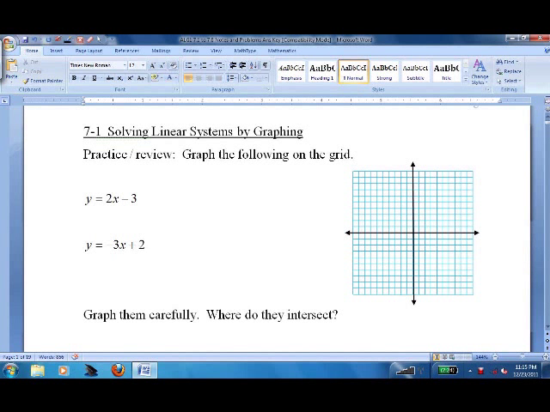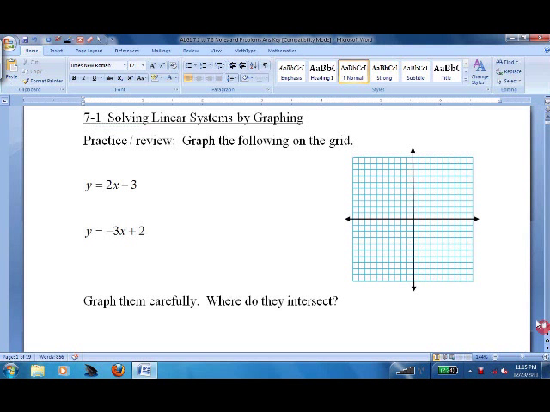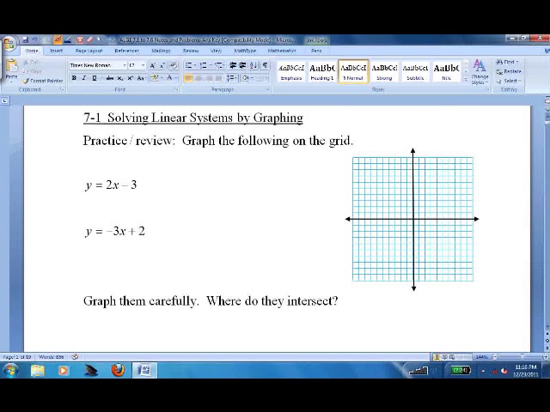We start with lesson 7-1, solving linear systems by graphing. Turns out in a lot of business applications and science applications, we have two sets of data. We want to know where they intersect. So the best way to start this is by looking at it graphically. So let's graph the following two and see where they intersect.